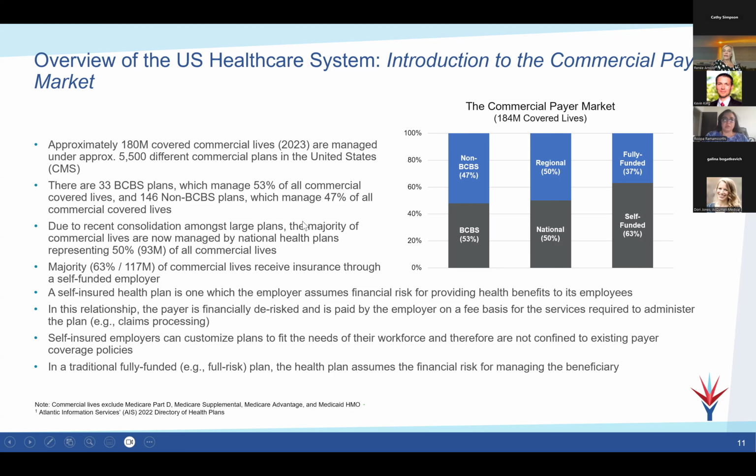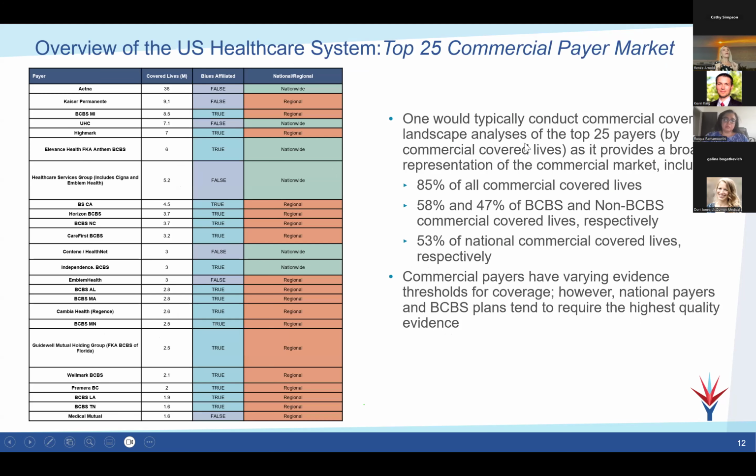I mentioned that Blue Cross Blue Shield, although it's pretty much a 50-50 split, still has the majority of these. There's been a lot of consolidation in the Blues nationally. And one of the things you're thinking is, well, where do I start then, if I'm trying to figure out what kind of coverage I can expect for my technology? One of the things I suggest to people is that they do a commercial coverage landscape analysis of the top 25 payers. So here are the top 25 payers.